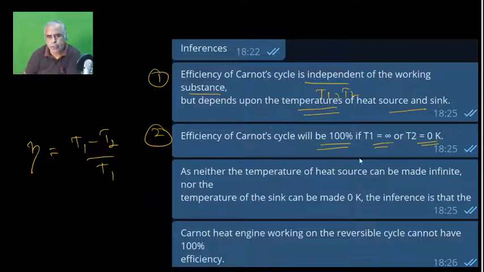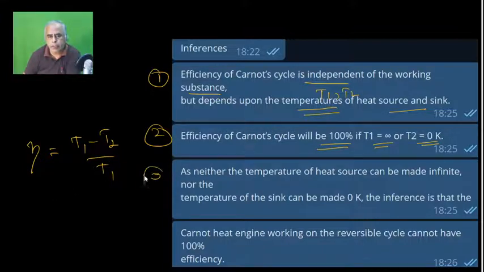So when T1 is equal to, I mean, that is infinity. So T1 is equal to infinity means what? Anything divided by infinity becomes a 0. Is it not? So in that case, efficiency will be 100% here. Okay. Or when T2 is equal to 0 means that is once again it becomes 100%. T1 by T1 is equal to 1. Means eta is equal to 1.